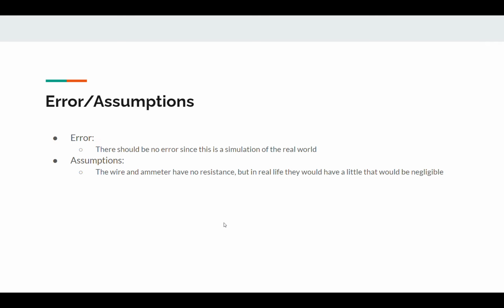So error: there should pretty much be no error unless I made an error in this, because it is a simulation of the real world and everything is predetermined in this simulation. And our assumptions would be that the wire and ammeter have no resistance, but of course in real life they would have some, but it would be very small and almost negligible.